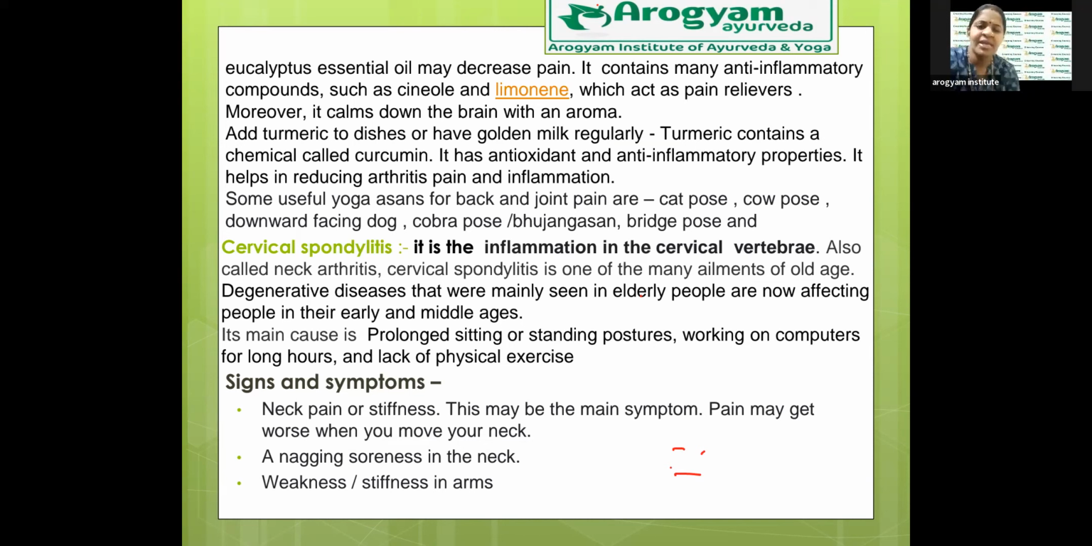So old age में अगर young age में हम posture ठीक नहीं रखते हैं, if we are not sitting or standing in proper posture, it may lead to cervical spondylitis. Degenerative diseases that were mainly seen in elderly people are now affecting people in their early and middle ages. Its main cause is prolonged sitting or standing postures, working on computers for long hours, and lack of physical exercise. So, main causes of cervical spondylitis are these.